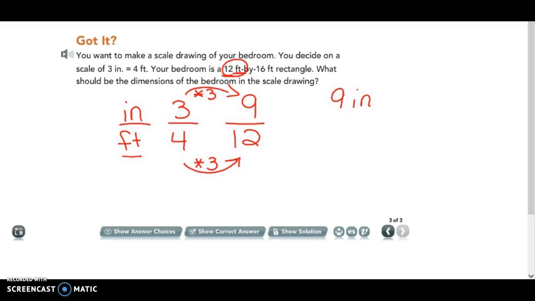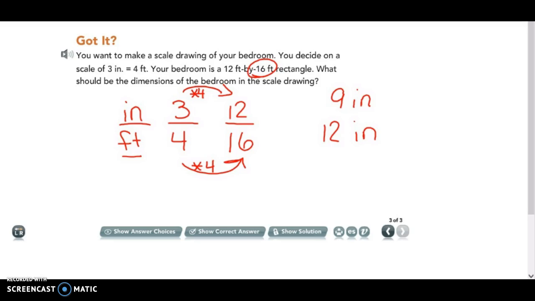Then I'm going to put that exact same model in, only this time, as I'm looking at it, I'm going to look at my 16 feet. So 16 is feet. It's going to go on the bottom with the other feet. And I'm going to say 4 times what is 16? Well, 4. So I'm going to go ahead and multiply the top by the exact same number, and I'm going to get 12. So on my scale drawing, my dimension should be 9 inches by 12 inches.